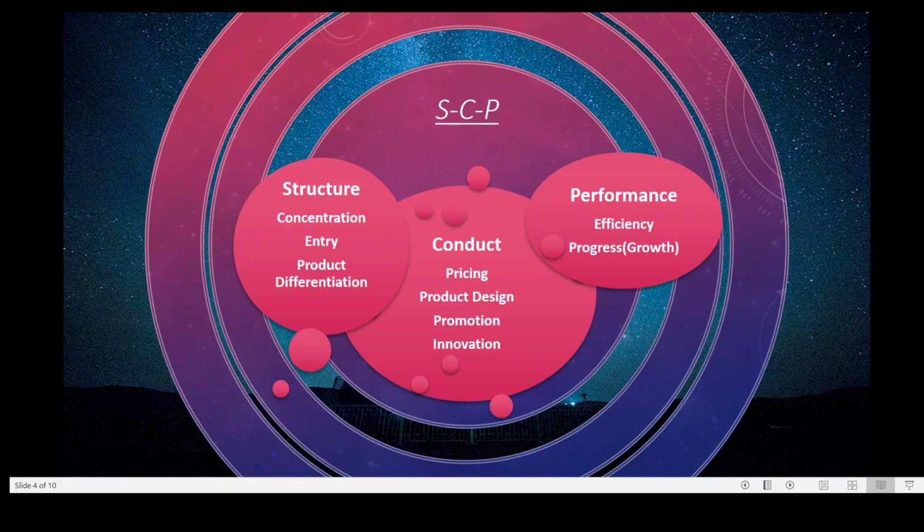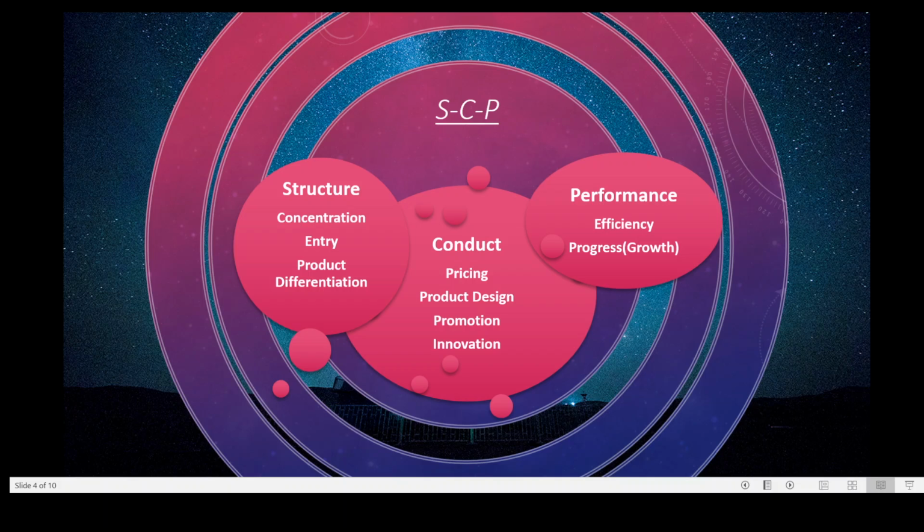The conduct element brings in pricing, maybe dynamic pricing. The price today for a seat on the airline is not the price tomorrow. It depends on demand and supply. Similarly, designing the product which is offered differs. Promotion: how do we promote and where do we promote? How do we advertise? All that matters. Being innovative continuously matters. So performance is dependent on efficiency.